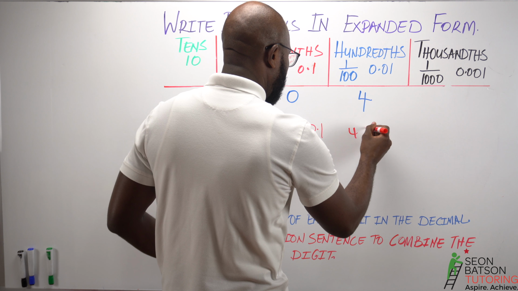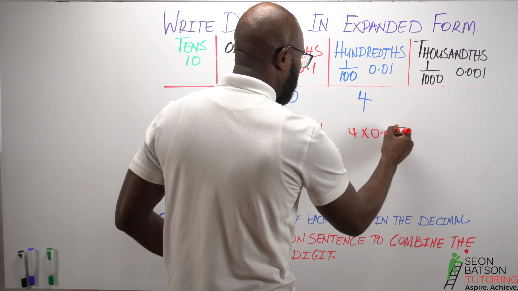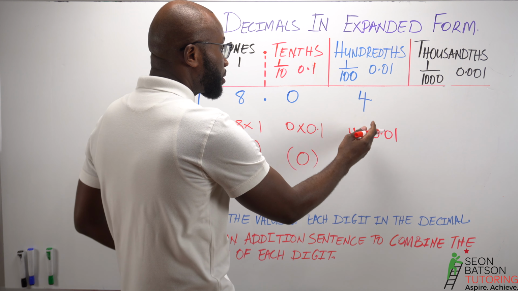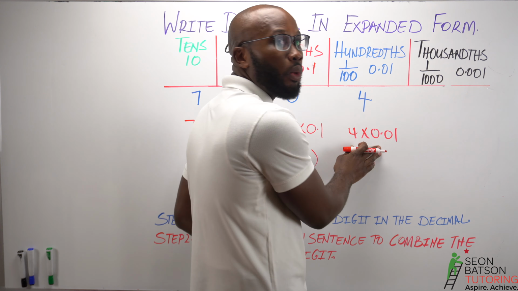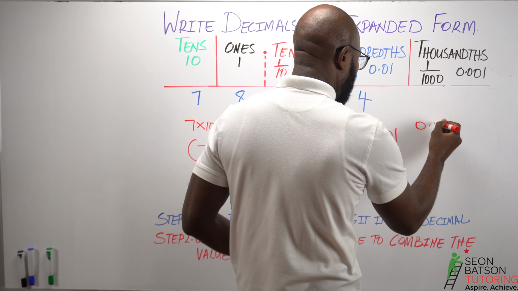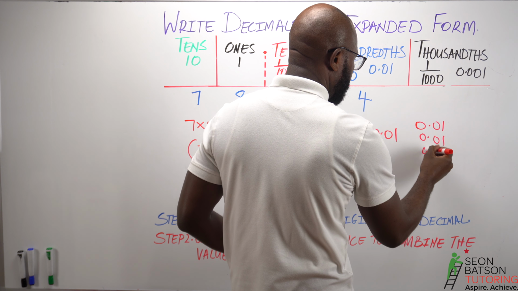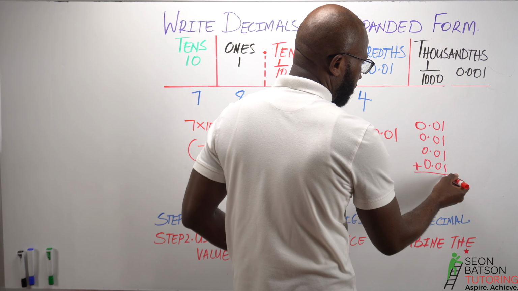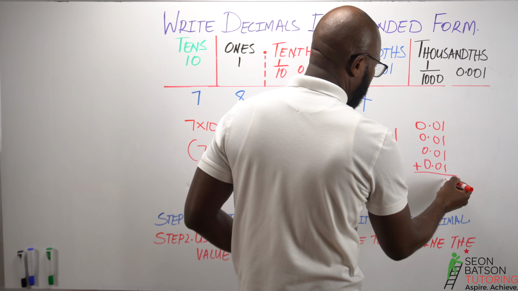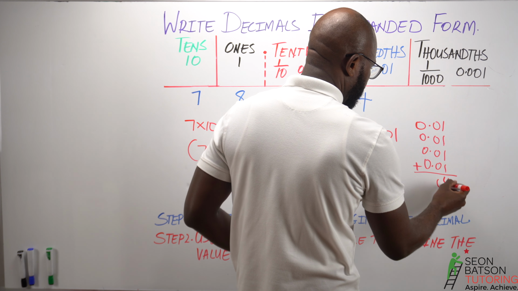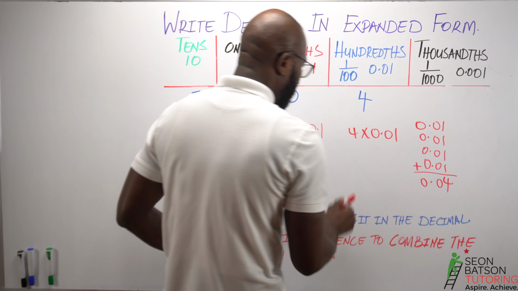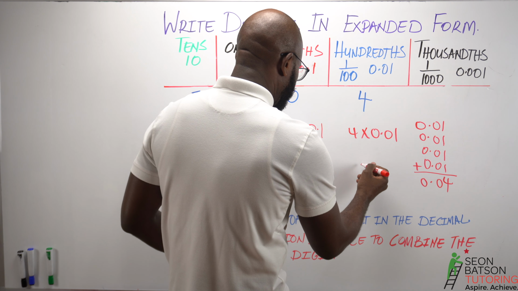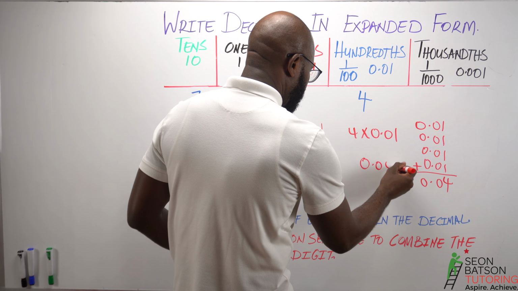So we'll do 4 times 1/100, or 4 times 0.01. And what is 4 times 0.01? Again, 4 times 0.01 simply means we have 4 hundredths. 1, 2, 3, 4. Yes, so we add. 1 plus 1 is 2, plus 1 is 3, plus 1 is 4. We have all zeros in this column, all zeros here. So 4 times 0.01, or 4 times 1/100, is 4 hundredths, or 0.04.